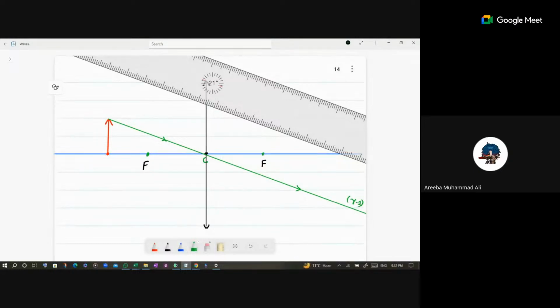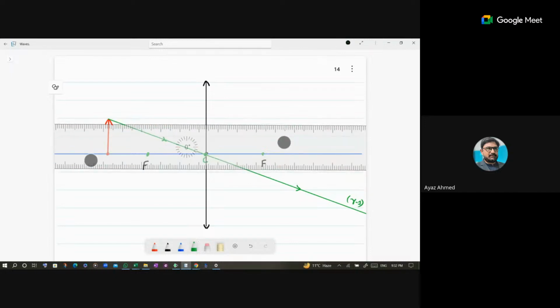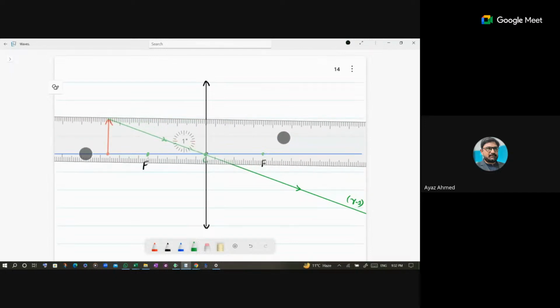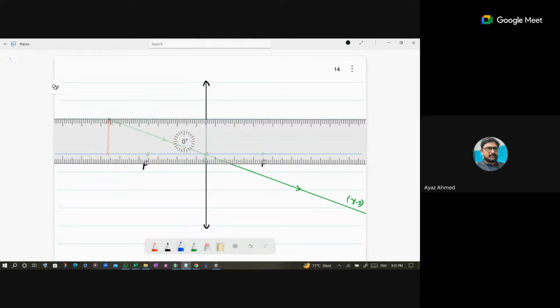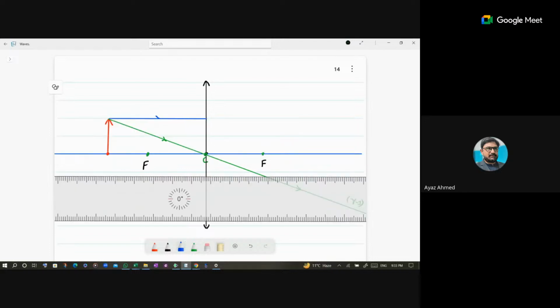Yes, sir. Okay. Now, what about ray 2? I told you about ray 2 that it must be parallel before it enters the lens. Before it enters the lens, I have to show that it is parallel to the principal axis. So I have to make this 0 0. Okay, now it is parallel to the principal axis.